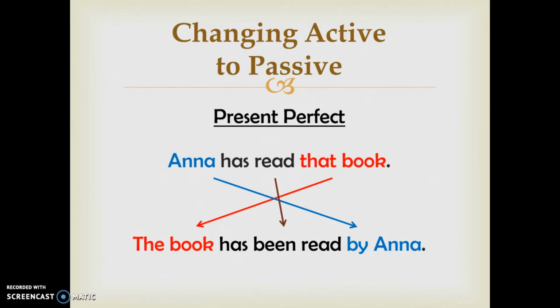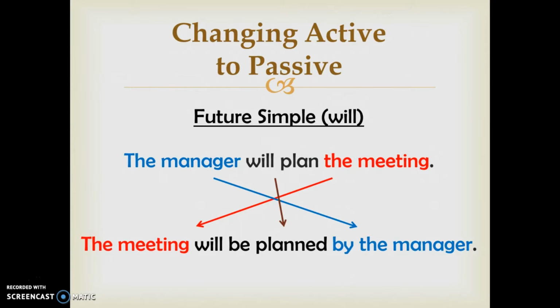In present perfect, we have Anna has read that book, changing to the book has been read by Anna. And in future simple using will, we have the manager will plan the meeting, or the meeting will be planned by the manager.